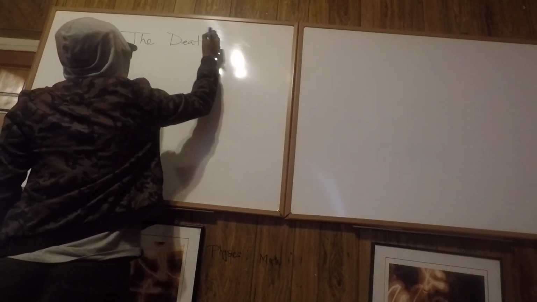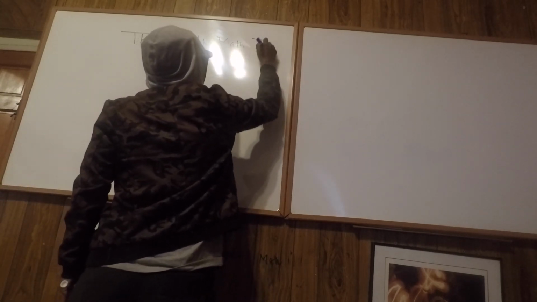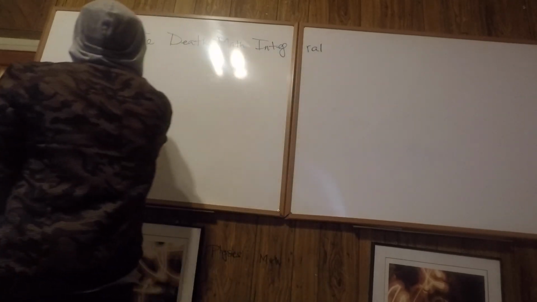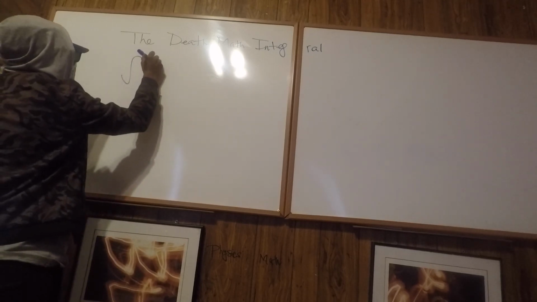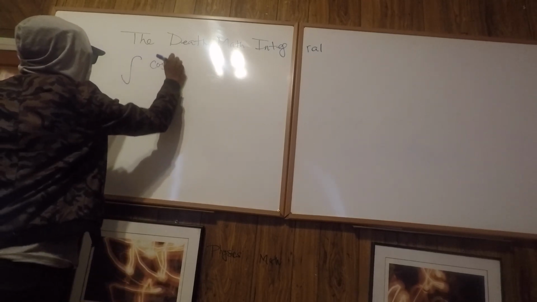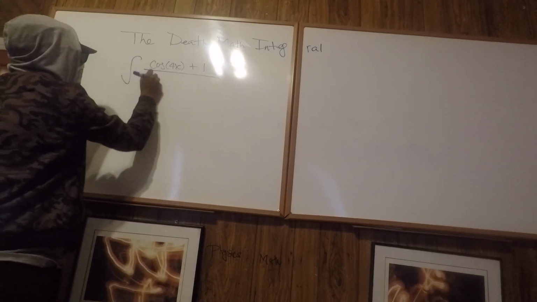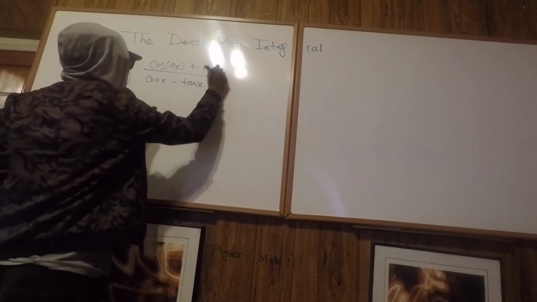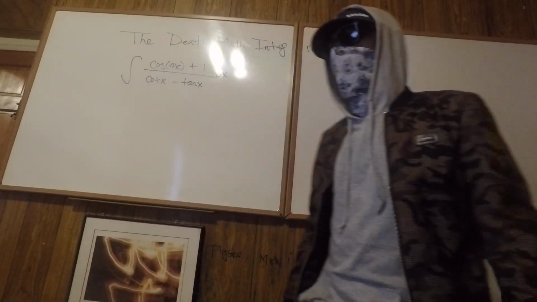So this is called the death match integral. Okay, so it is the integral of cosine of 4x plus 1 over cot x minus tan x dx. Right? Okay, sorry, the other pen doesn't write.